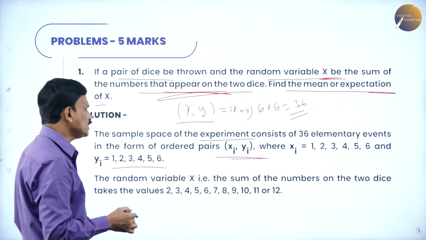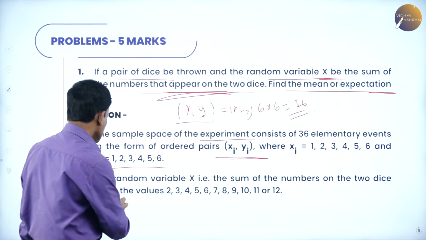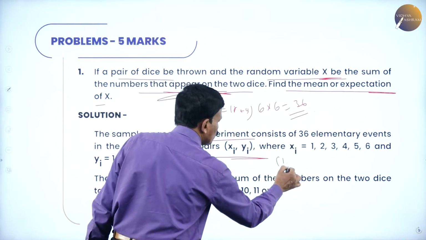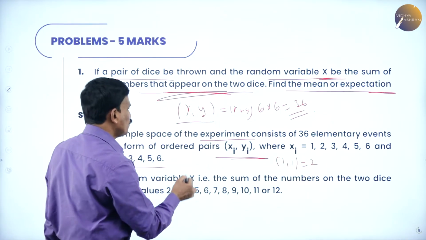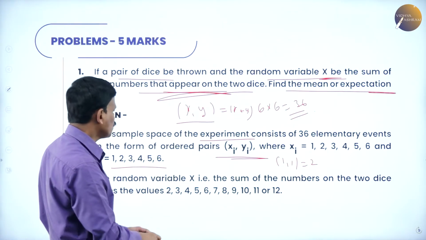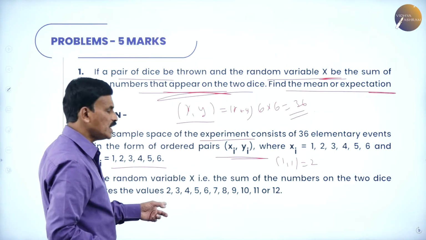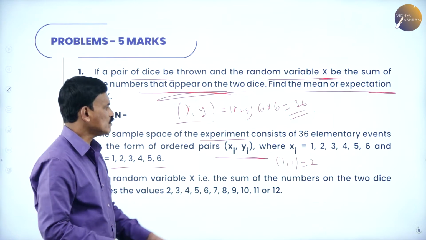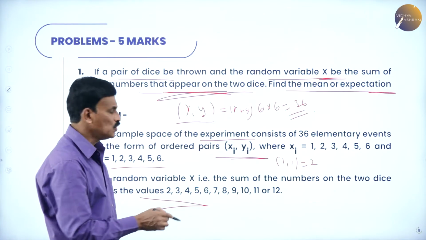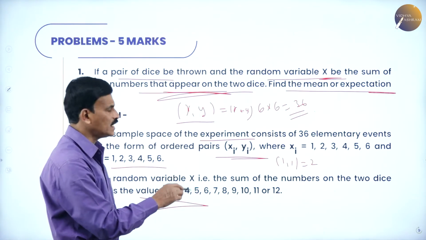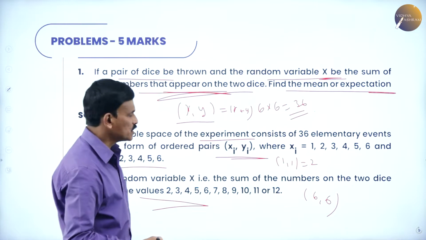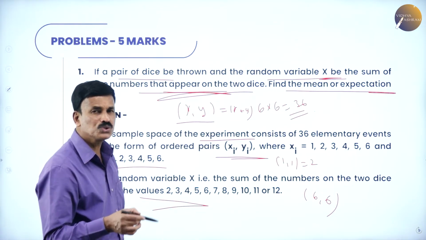Now, the random variable x, the sum of the numbers on the two dice, takes the values 1 plus 1. If it is 1 comma 1, the sum is 2. If it is 1 comma 2, it is 3. If it is 1 comma 3 or 2 comma 2, it is 4. So x can take the values 2, 3, 4, 5, 6, 7, 8, 9, 10, 11 or 12. The last pair is 6 comma 6, therefore 6 plus 6 is equal to 12. So it will take the values from 2 to 12.